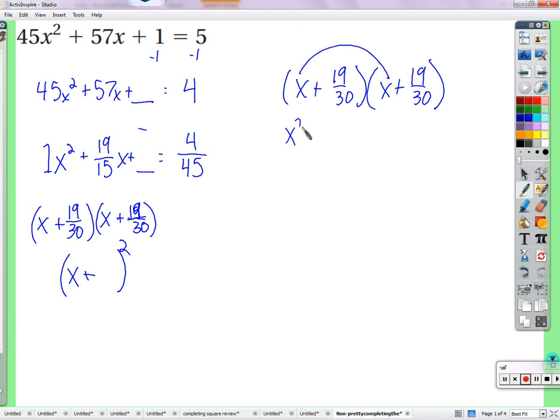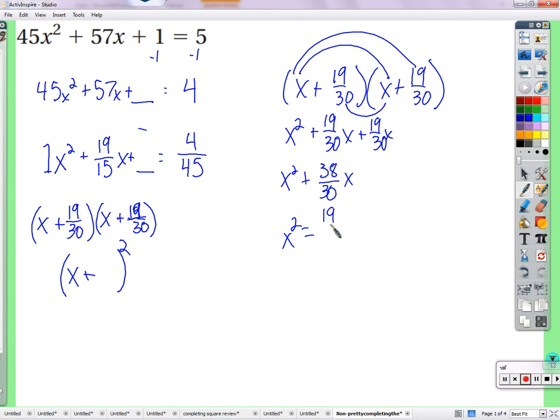Multiply x by x, you get x squared. x by 19/30, you get 19/30 x. 19/30 by x, you get 19/30 x again. So far, so good. If we add the 19/30 x plus the 19/30 x, they have a common denominator of 30. So you get 38/30 x, which simplifies to 19/15 x. So 19/30 plus 19/30 comes to 19/15.